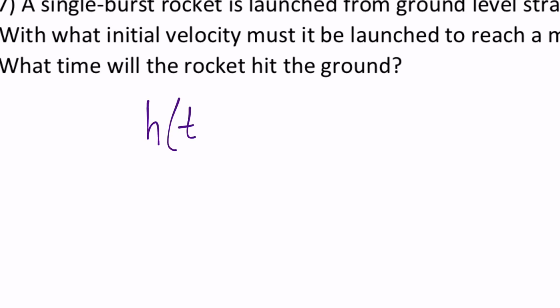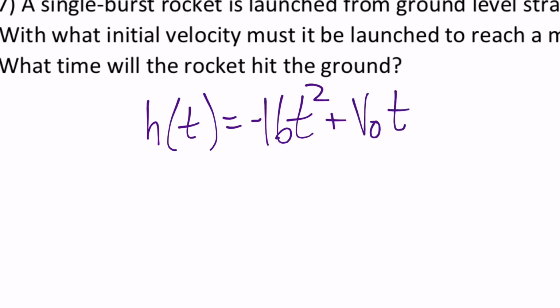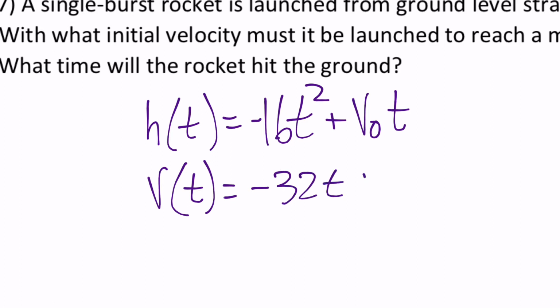H of t equals negative 16 t squared, because our units are feet, plus our initial velocity, which we don't know, times time. No constant term because it's launched from the ground. So we have that, and then we have v of t, the derivative of the height function, giving you the velocity function, has to equal, using the power rule, negative 32 t plus v naught.